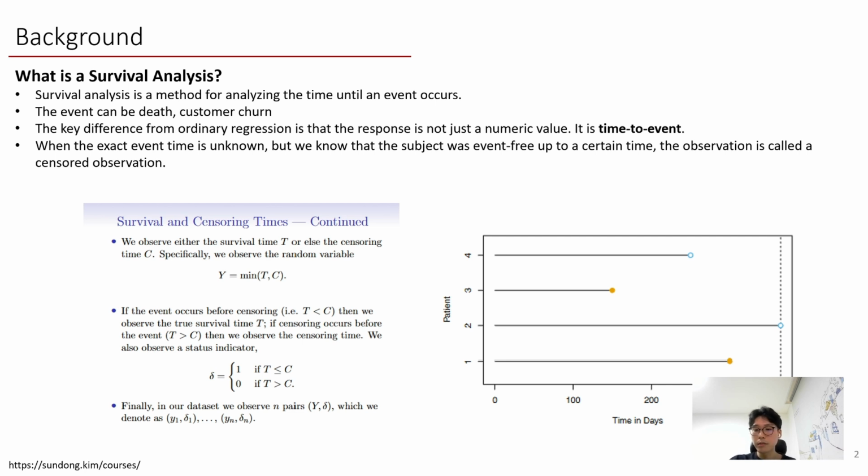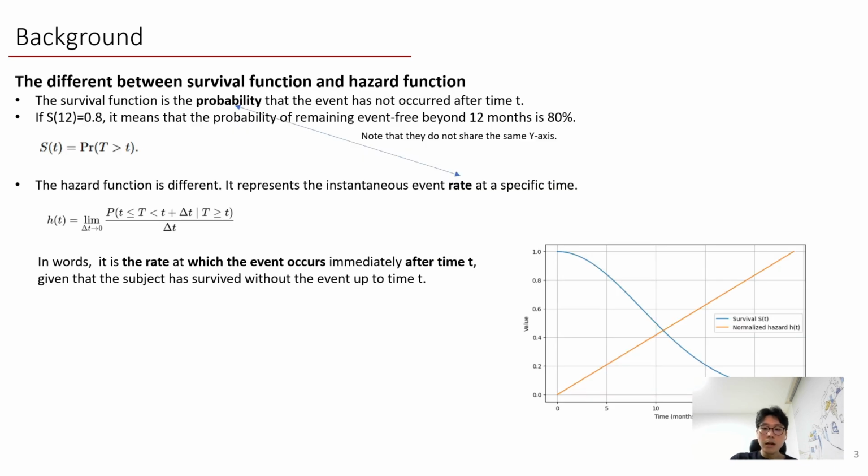Survival analysis uses censored observations instead of discarding them. Even if we do not know the exact event time, we still know that the subject survived without the event up to the censoring time. The survival function is the probability that the event has not occurred after time t. For example, if S(12) equals 0.8, it means the probability of remaining event-free beyond 12 months is 80%.